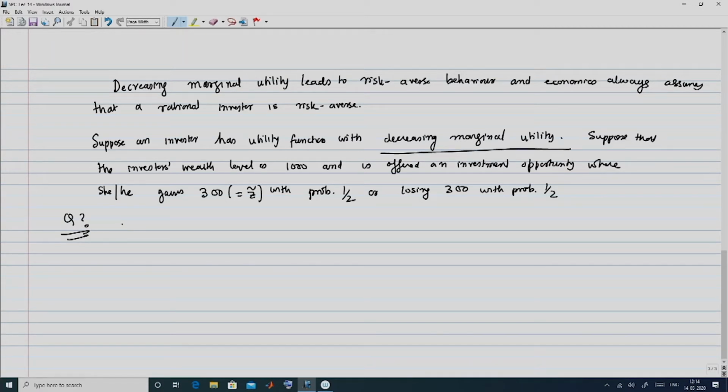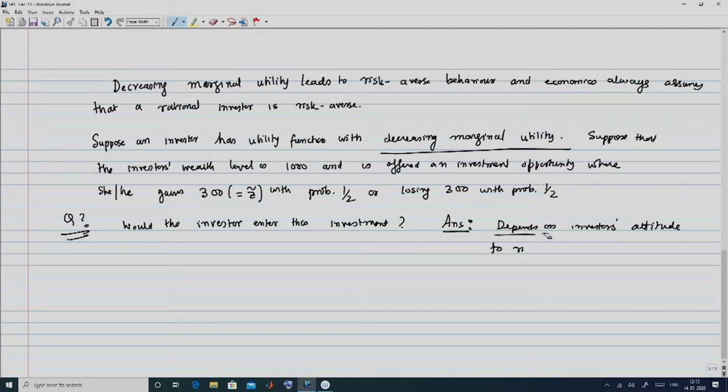utility. So, the question is whether the investor would be interested to enter this investment opportunity, and we need to see it from the point of view of the investor. And the answer to this is that it depends on the investor's attitude towards risk. I am saying that it depends on the investor's attitude towards risk because I am going to use the same example to look at all the three cases.